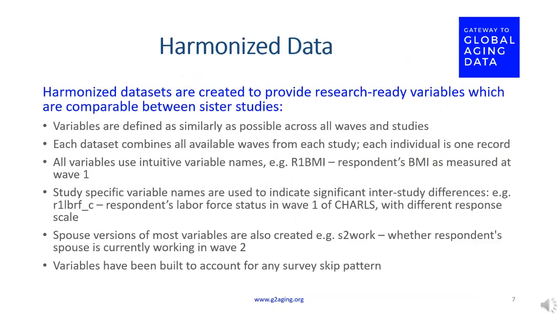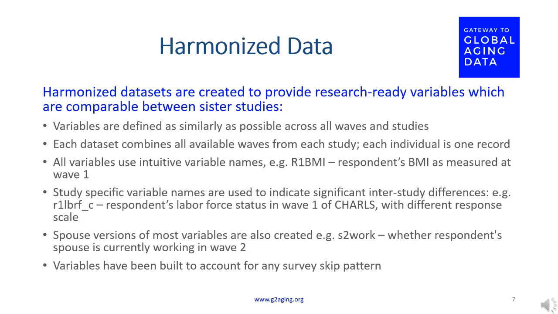One of the products that the Gateway produces for CHARLS are harmonized data. Harmonized data are created to provide Gateway users with research-ready variables which are comparable between sister studies. These variables are defined as similarly as possible across waves and different studies. Each dataset combines all available waves from each study, and each individual is identified as one record. So these datasets are referred to as FAT files. In addition, all variables use intuitive variable naming conventions when possible. For example, the harmonized variable R1BMI indicates the respondent's BMI value as measured at wave 1.